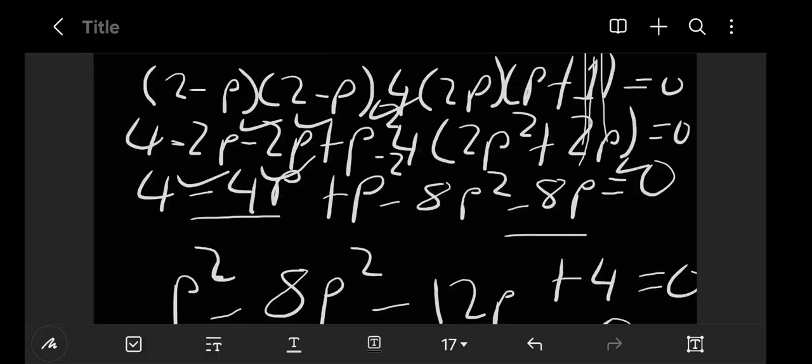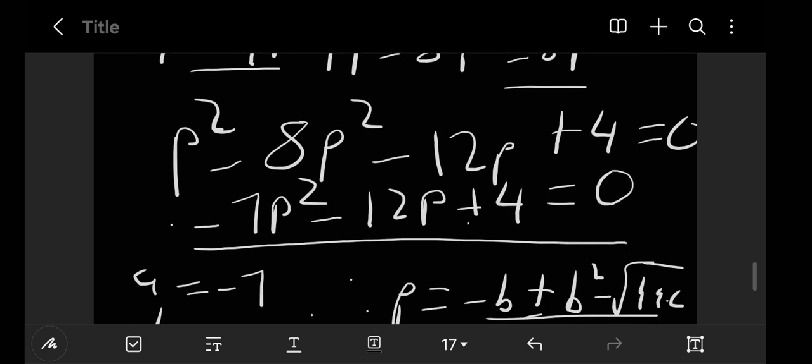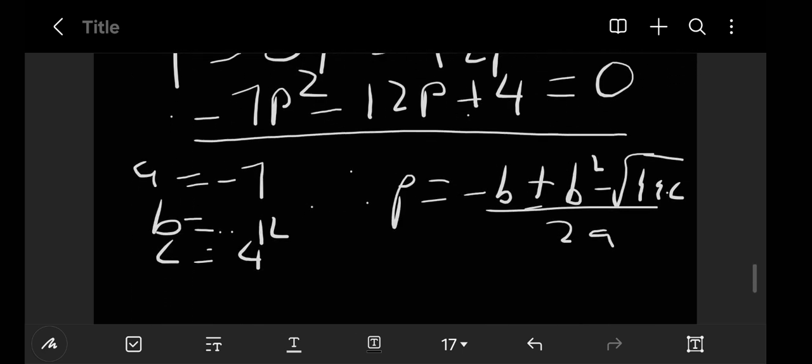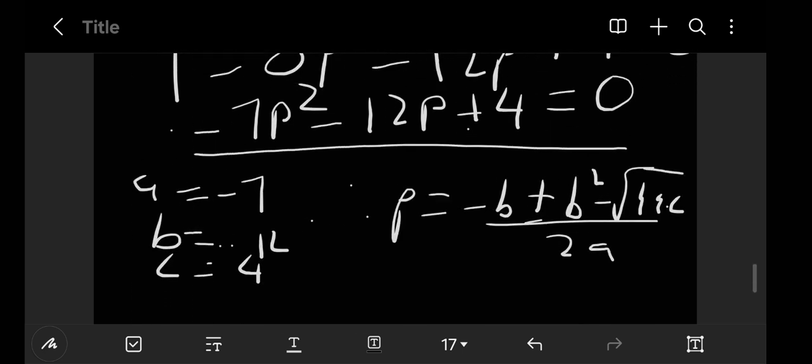Okay, guys, I just realized that I made a mistake somewhere, so I just fixed it now. It's supposed to be p squared minus 8p squared, and then minus 12p plus 4 equals 0. And then where did I go now? Oh, now I'm here.